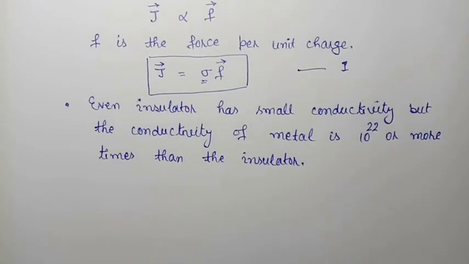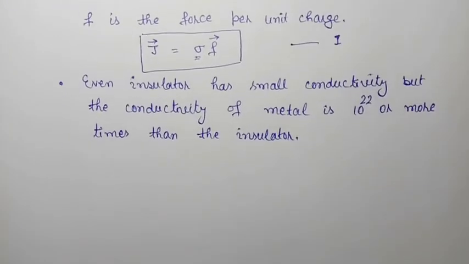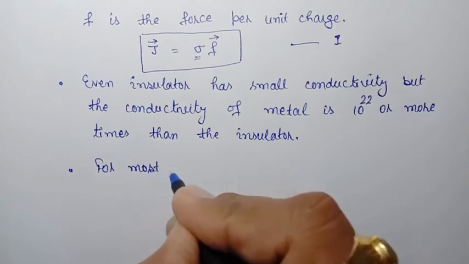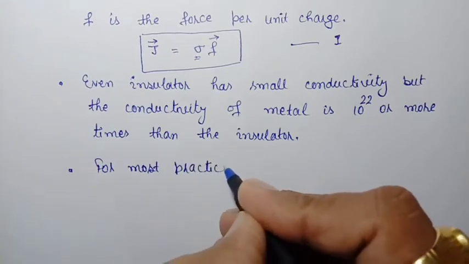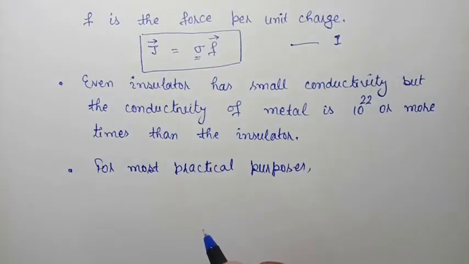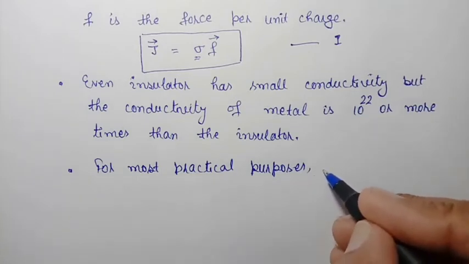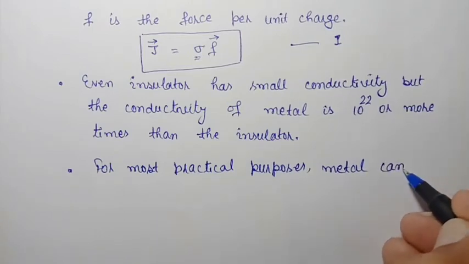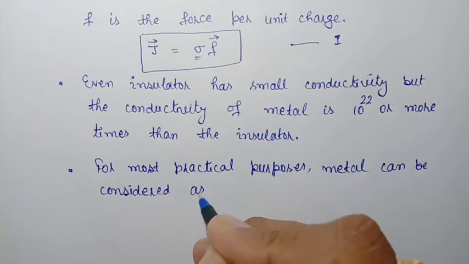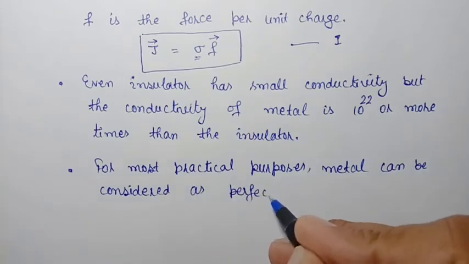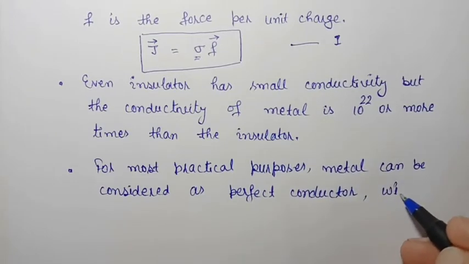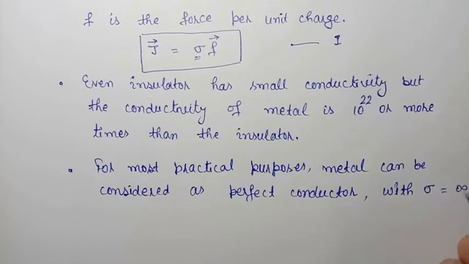So here for most practical purposes, we consider that metal can be considered as a perfect conductor, that is with sigma equals to infinity.